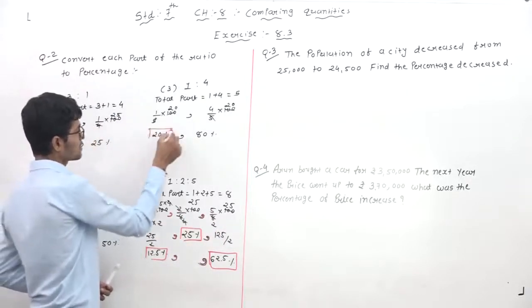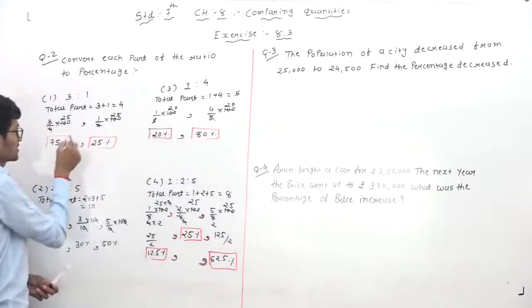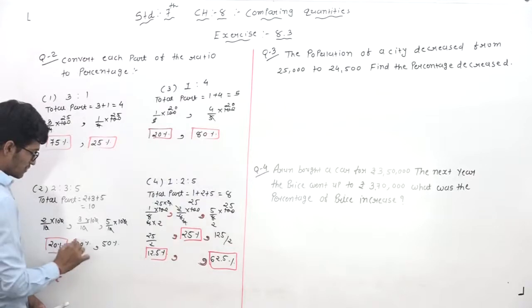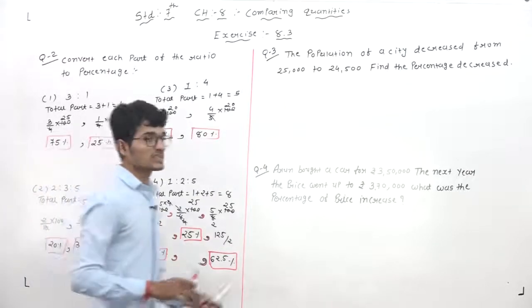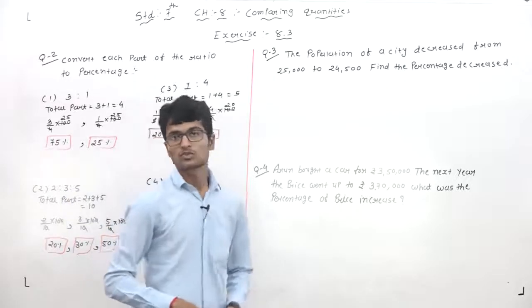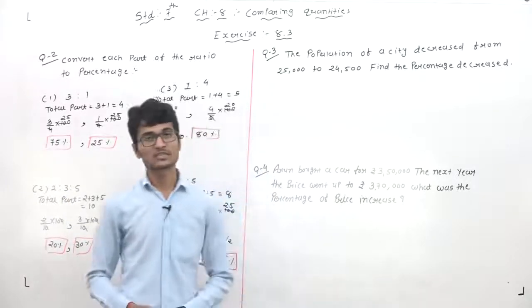So understand, students, how to solve these types of questions. These are our answers: 20 percent, 30 percent, 50 percent, 75 percent and 25 percent. So this is our question number 2. So let's start our next question, question number 3.